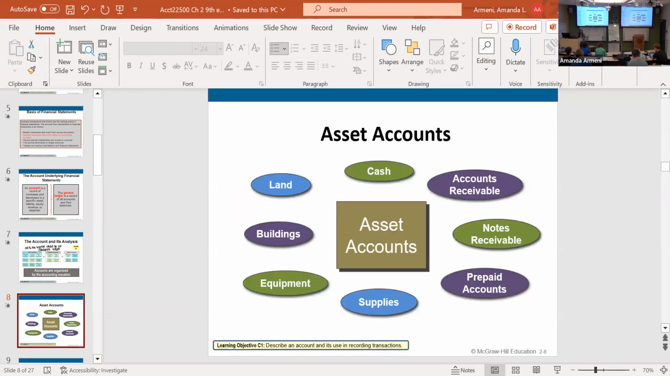I'm going to go counterclockwise. Land. We own a piece of property. That is an asset. We own it and we're going to benefit from having it. We're going to pave it and make a parking lot. We're going to put a new building on. We're going to sell it to somebody else. Either way, we own it and we get to benefit from having it. Land.